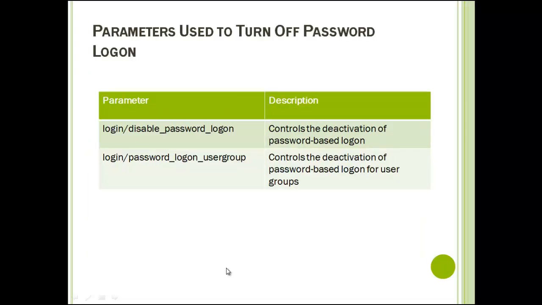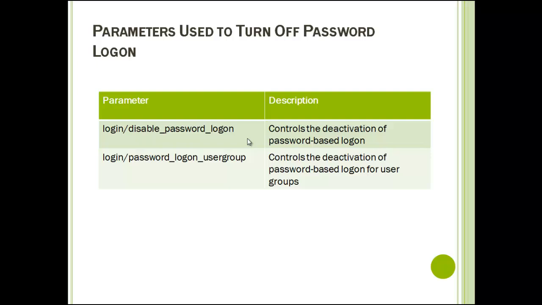Okay, the next set of parameters we are going to see are the parameters used to turn off the password logon. If you are using single sign-on, then these parameters will be used. For example, the first parameter is disable password logon. Using this parameter, you can totally disable the logon using user ID and password in the system.